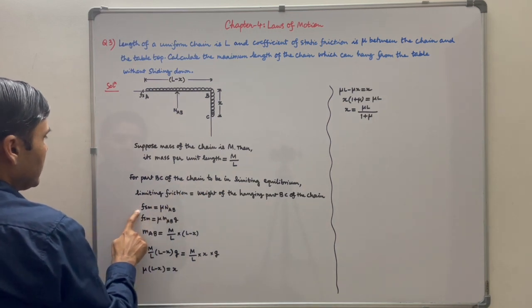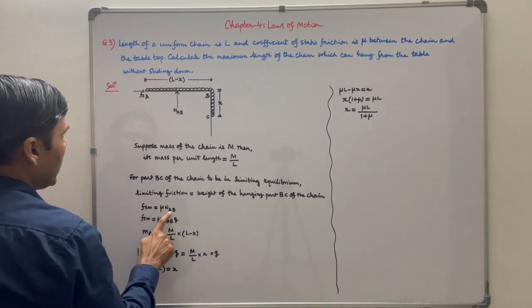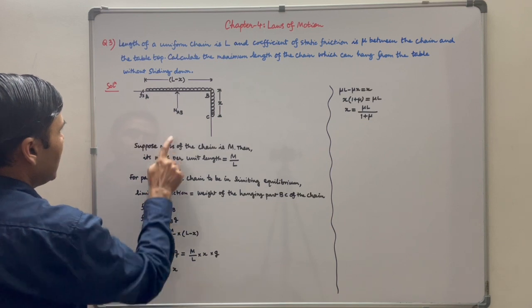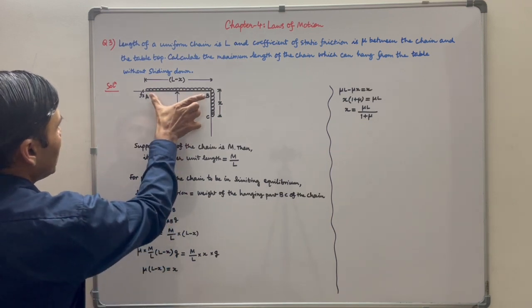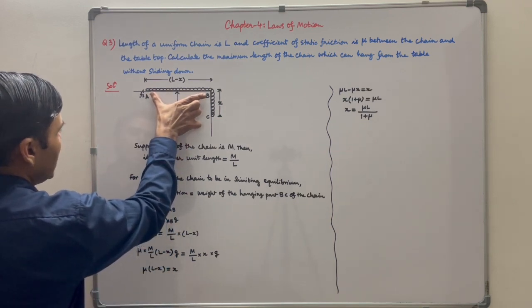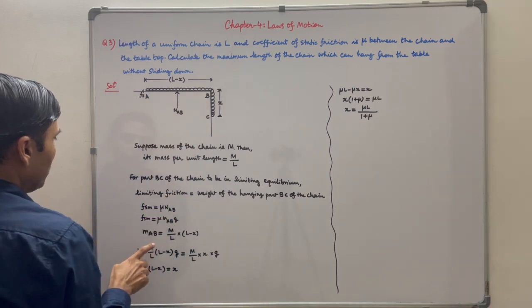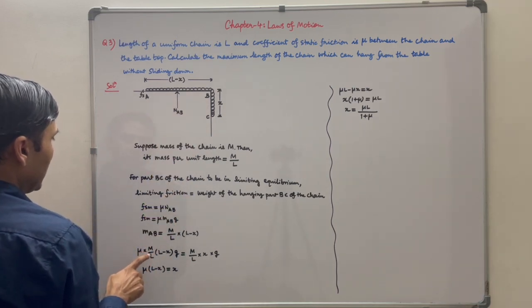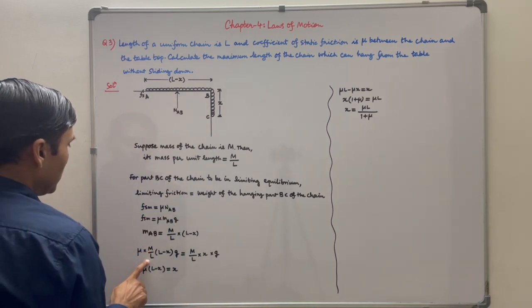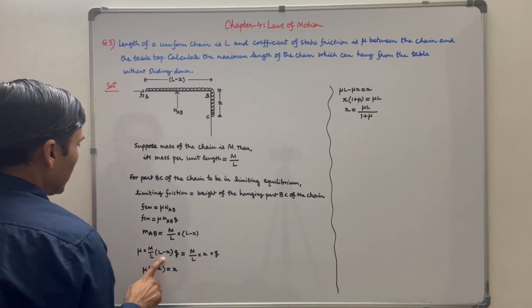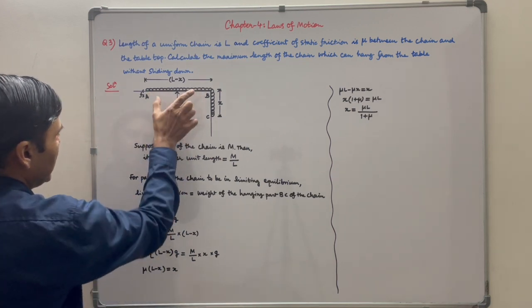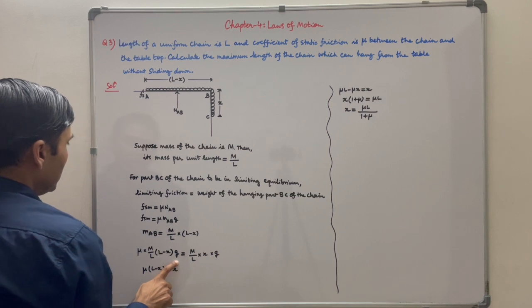Limiting friction Fsm will be equal to mu into NAB and NAB will be equal to weight of part AB of the chain. So we will calculate weight of part AB of the chain and that will be equal to mass per unit length into length of part AB, that will be L minus x into g.